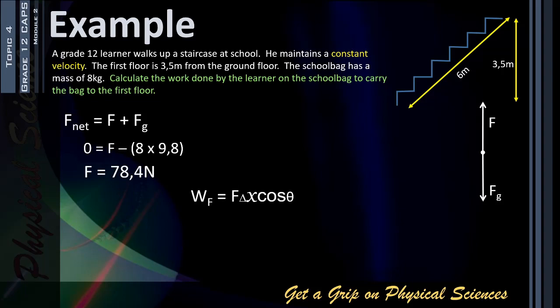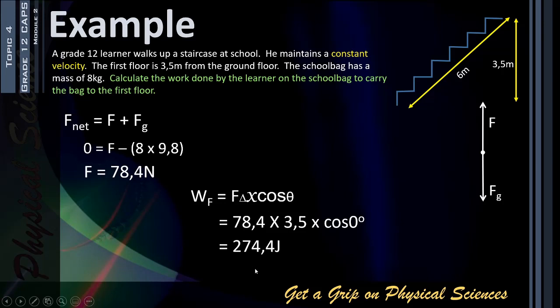the learner on the school bag multiplied by the displacement multiplied by the cos of the angle. Now the applied force is 78.4 Newton, and then the displacement of the school bag in the direction of the applied force. Remember, the applied force is upwards, so the displacement of this school bag upwards is 3.5 meters. And then we can say multiply by cos of 0 degrees because the displacement and the applied force are both in the same direction. And that gives us 274.4 joule.